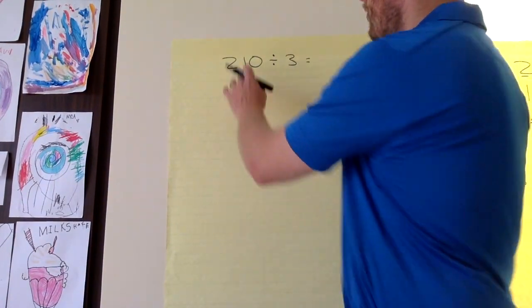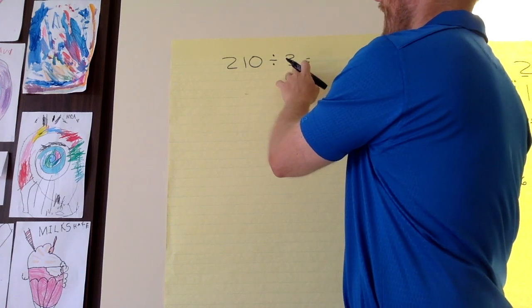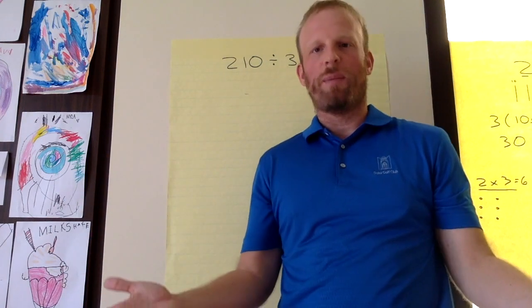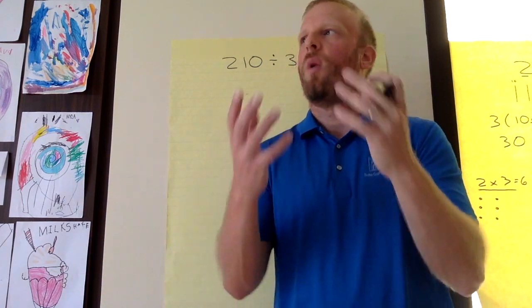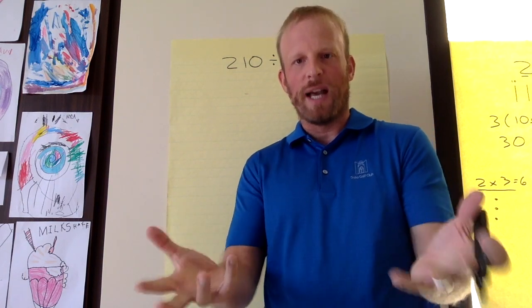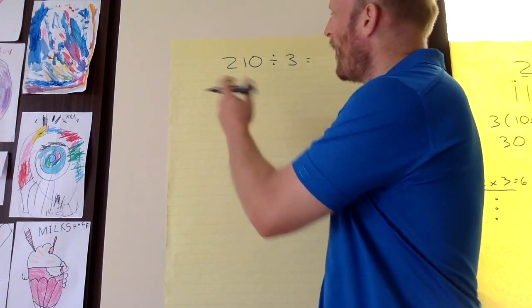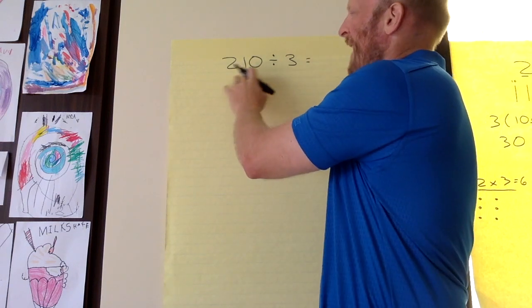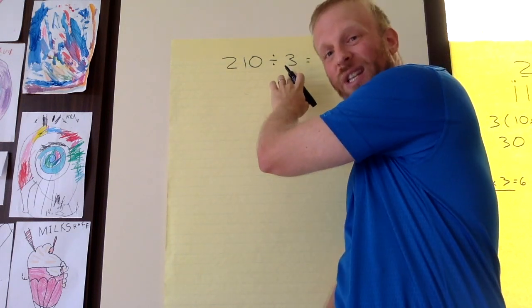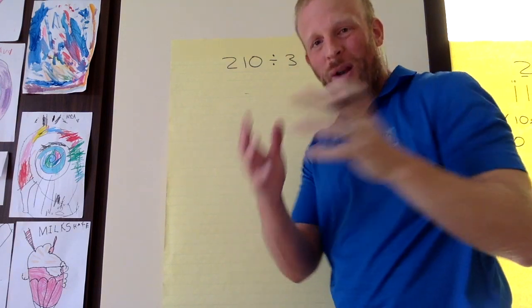So I have 210. I'm dividing it by 3. First thing we have to think to ourselves, what does that actually mean? What does it look like in real life? Well, what it means is there's 210, and we're dividing it into 3 equal groups. And I want to model this.